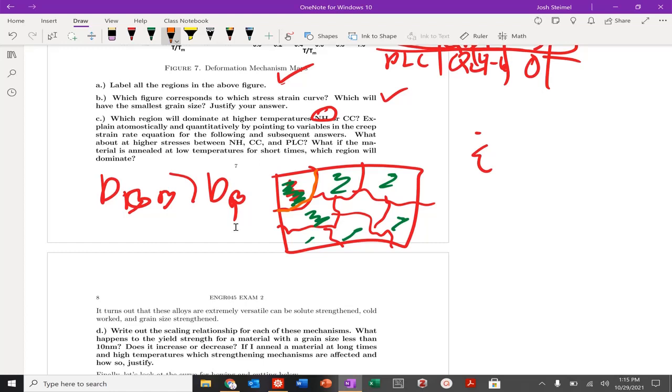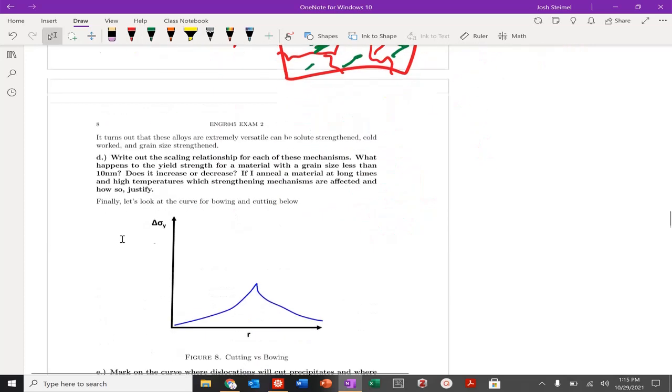So we kind of answered that. Higher stresses, we saw the scaling relationship. Power law creep is sigma to the 4 to the 6 power. That's a huge power law scaling. If the material is annealed at low temperatures for short times, which region will dominate? Well, if it's annealed at low temperatures, short times, then you're going to have small grain size, so if I have a material with super small grain size, my Coble creep region will dominate.